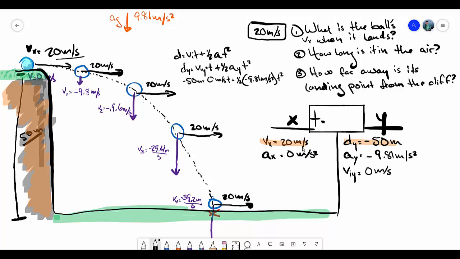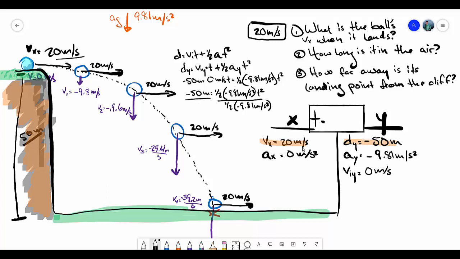0 times t is just 0. You're left with negative 50 meters equals 1/2 times negative 9.81 meters per second squared, close parentheses, times t squared. To get the t squared by itself, we divide on both sides. Let's divide by 1/2 times negative 9.81 meters per second squared.